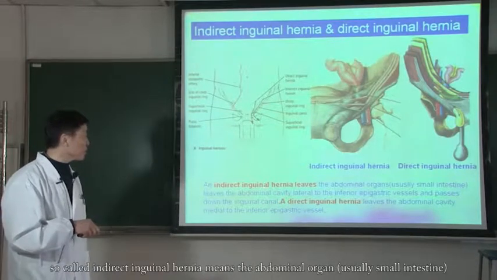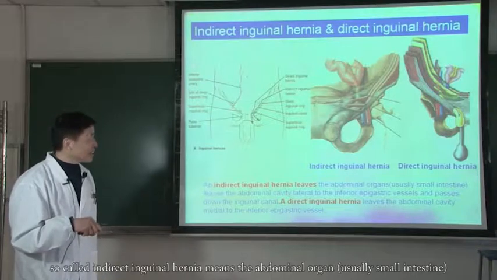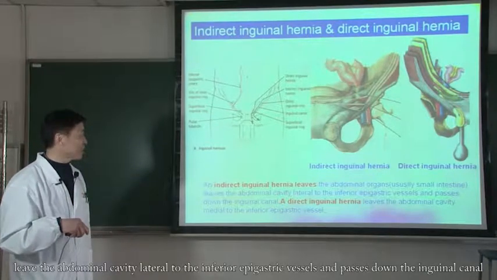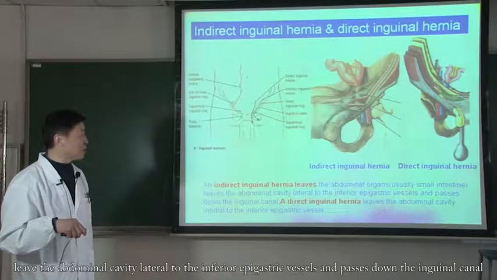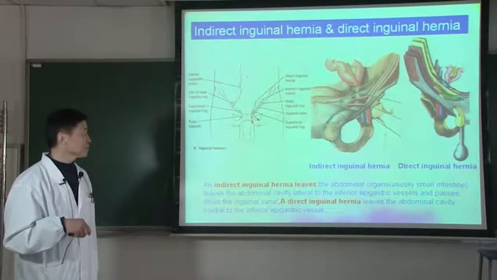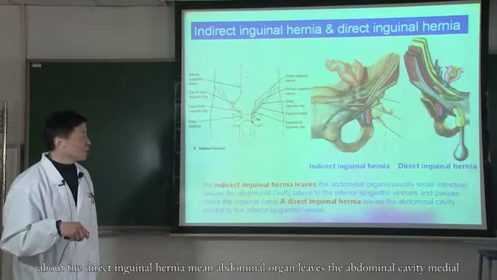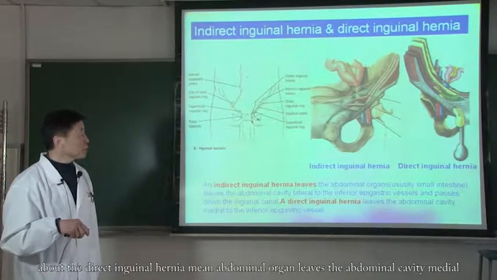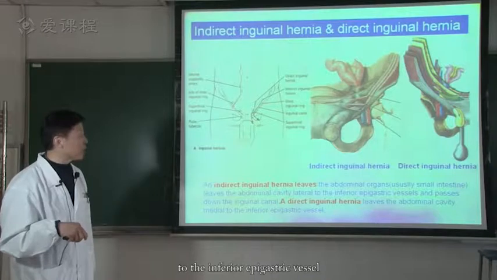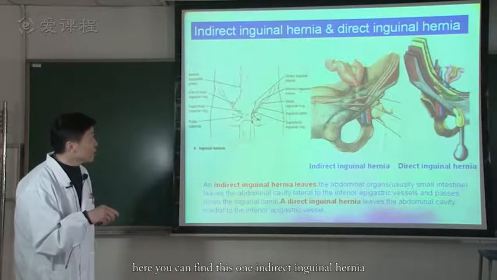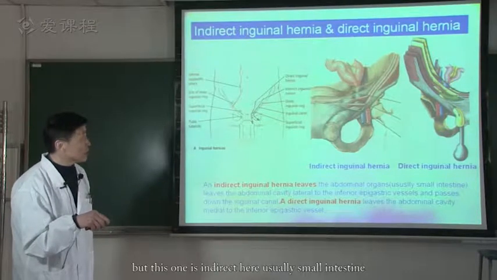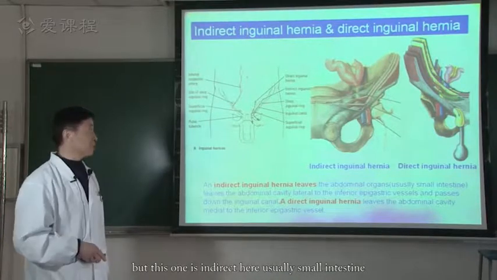So-called indirect inguinal hernia means the abdominal viscera, usually small intestine, leaves the abdominal cavity lateral to the inferior epigastric vessel and passes down the inguinal canal. The direct inguinal hernia means the viscera leaves the abdominal cavity medial to the inferior epigastric vessel. Here, you can find this one indirect inguinal hernia. But this one direct. Here, usually small intestine.